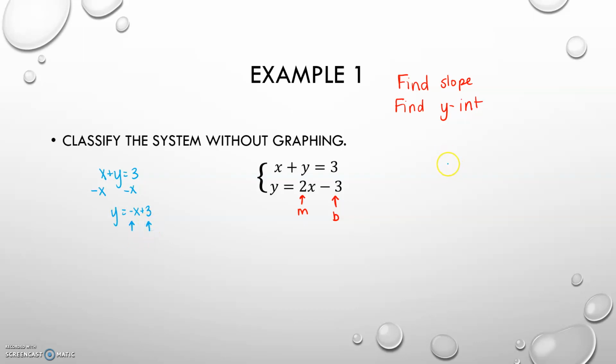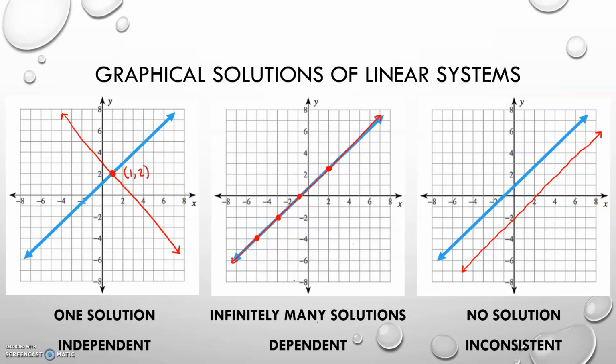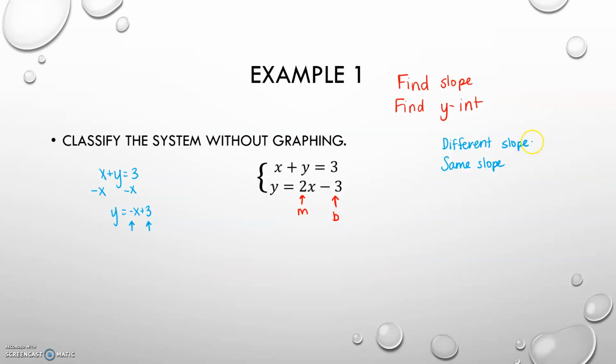Here's kind of our rules. If they have the same slope, or actually let me start with different slopes, that'll be a little bit better. If they have different slopes, that means that they are going to cross at some point. It's going to look like this, and it's going to be an independent case. So if they have different slopes, right away, it doesn't even matter what the y-intercepts are. You can say that they are independent.